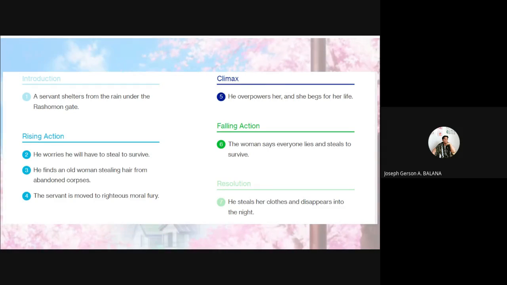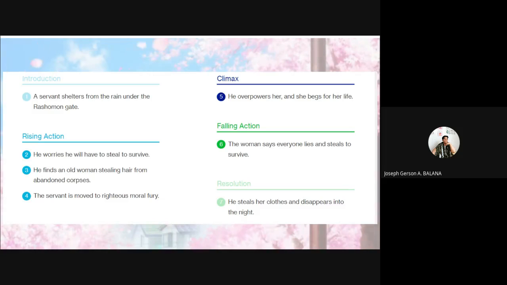But the servant, at first, he was angry because of the old woman's wickedness, that she had no respect for the dead bodies. But later on, he realized that what the old woman did was wrong for him, but he did not realize that what he did was also wrong. And even worse, because he tried to hurt the old woman, took off her robe, and then kicked her, as he escaped the Rashomon and became a thief.